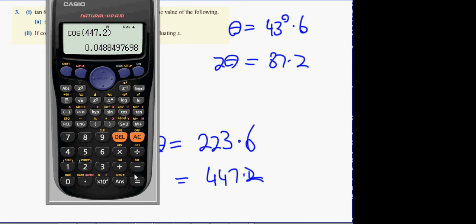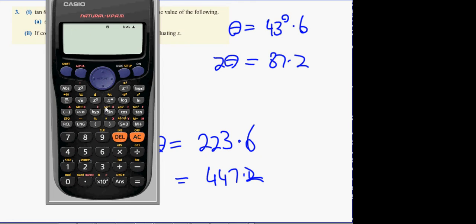So it is the same. But would it be the same for sine? Would sine 2 theta be the same? So it's the same for cos. The answers are unaffected for cos. Cos 2 theta is the same no matter what. But let's try out sine.